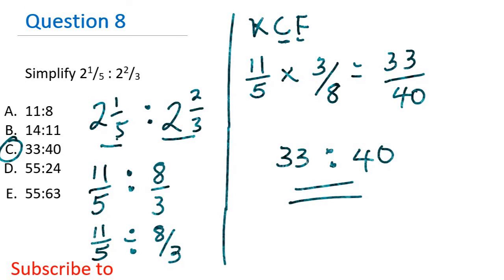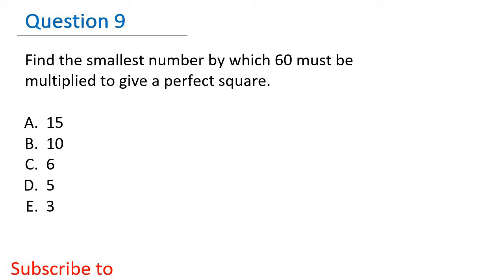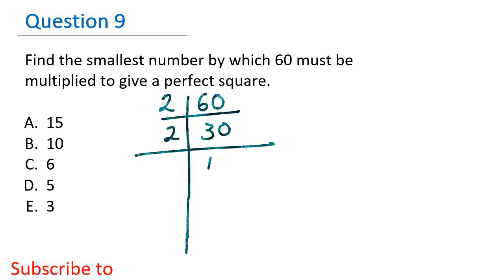Alright, question 9 says, find the smallest number by which 60 must be multiplied to give a perfect square. Alright, let's solve as if we want to find the square root of 60. Okay, 60 is not a perfect square, we know that. Using this table method, let's start with the smallest number that can go. 60 divided by 2 is 30. 30 divided by 2 is 15.